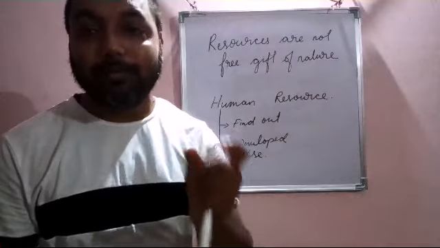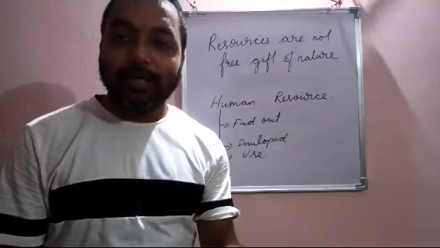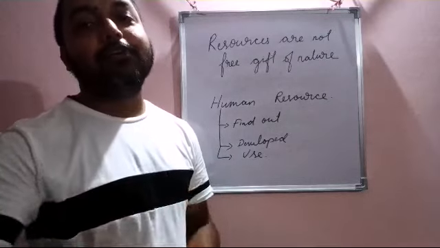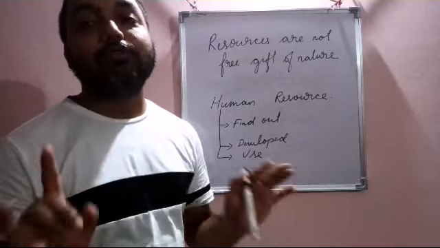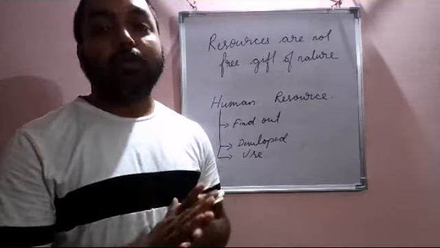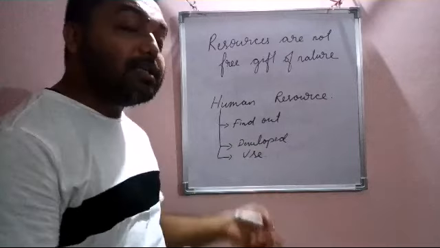For example, if you take a piece of gold and give it to a monkey, firstly he will try to eat it. If he cannot eat it, then he will throw it down. Gold has no value for a monkey. So only human beings know the value of gold. That is why human beings themselves are a resource.